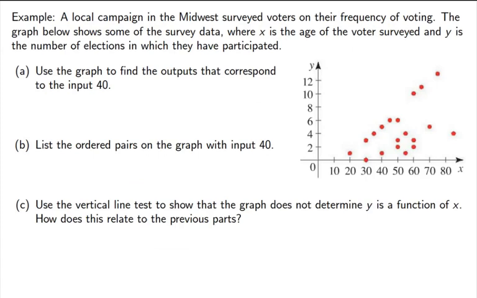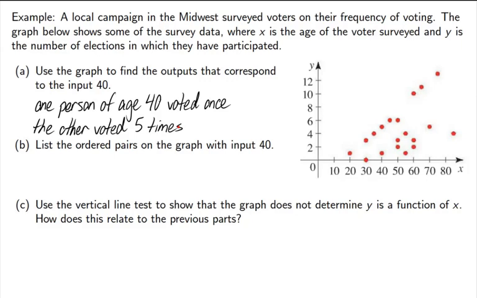Let's look at this scatter plot, as it's called. We've got a local campaign surveying voters on their frequency of voting, and we're looking at the age of the voter surveyed and how many times they have participated in an election. Use the graph to find the outputs that correspond to the input 40. A 40-year-old person, it looks like we've got one who voted once, and another one who voted, looks like 5 times. So let's write that down. One person of age 40 voted once, the other voted 5 times.